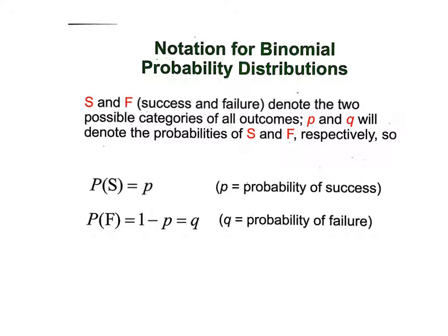Notation. There's a lot of notation here. S and F we're going to use a lot for success and failure. Probability of success, probability of failure: P and Q we're going to use for the probabilities. P is going to be probability of success, and Q is going to be probability of failure. So make sure you get that. P is always going to symbolize success. Q will be failure every time. There's more letters coming up.